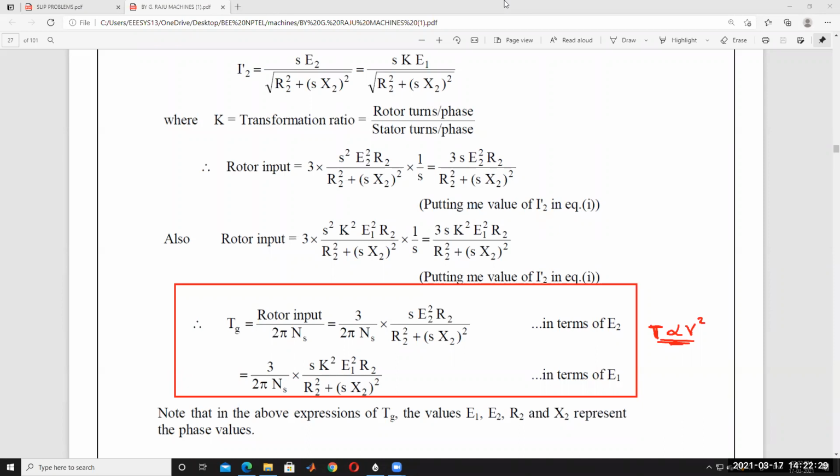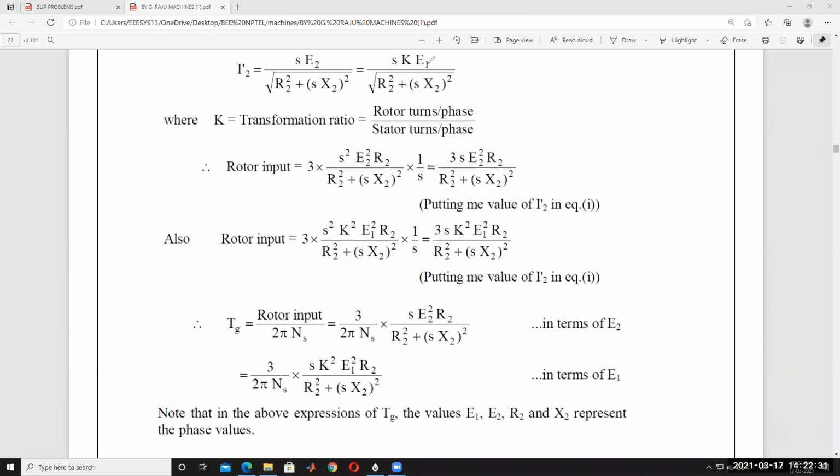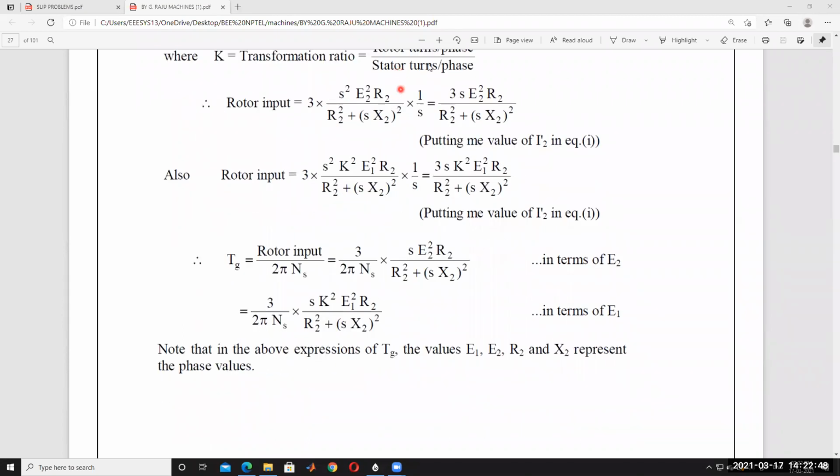That means the torque of the induction motor is proportional to the square of the voltage. By controlling the voltage, the torque can be controlled. Understood? By controlling the voltage of the induction motor, the torque can be controlled and speed can be controlled. That is called the voltage control method in a three-phase induction motor. So this is the torque derivation of the three-phase induction motor.